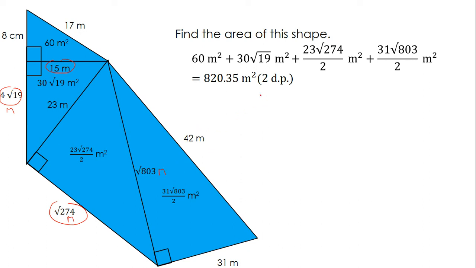Remember the area of a triangle is base times the vertical height divided by 2. So almost all these triangles were missing the vertical height. So I used Pythagoras to find all the missing heights. And then I used the formula base times height divided by 2 to get all of them. This one, this one, this one, and this one. And I added them all together on the calculator. I got an answer of 820.35 meters squared to 2 dp.